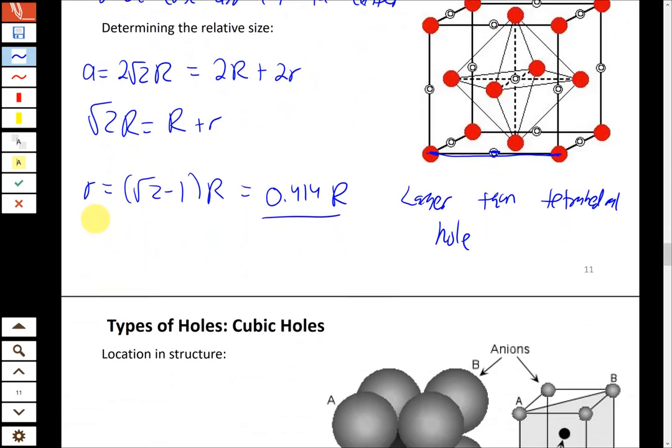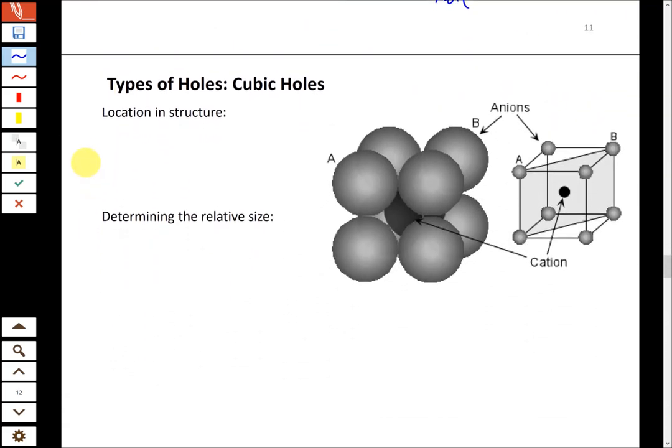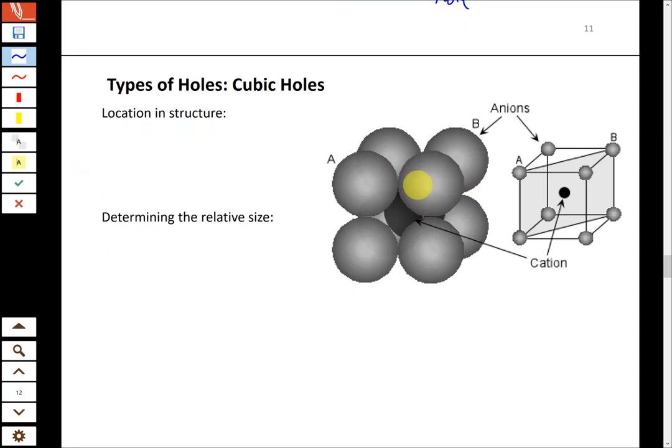Okay, and then the last type we'll talk about is the simplest of the three, at least in terms of visualizing it, which is a cubic hole. So in a cubic hole, the anions are no longer face-centered cubic, they're just going to be a simple cubic arrangement, and the cubic hole is just going to be right at the center of that simple cube. So it's very easy here. We're talking about the cubic hole. All right, the center of a simple cubic structure is called the cubic hole.